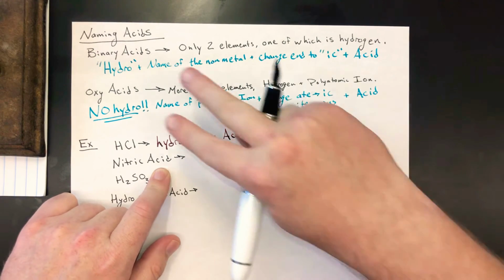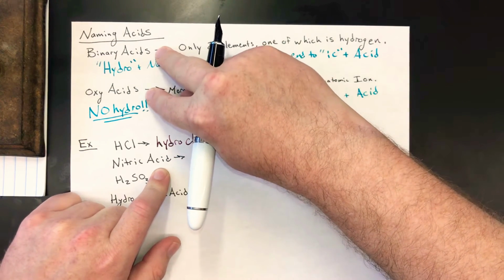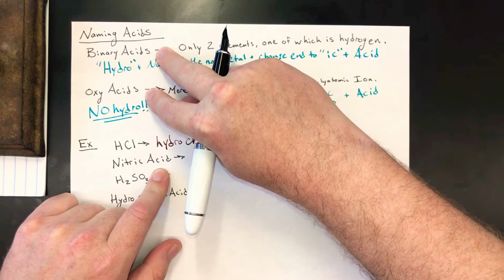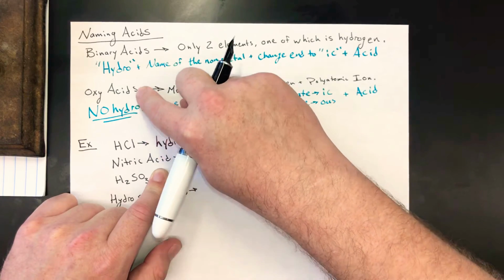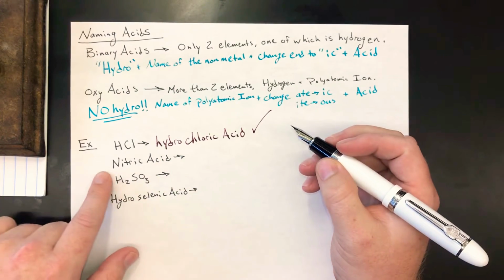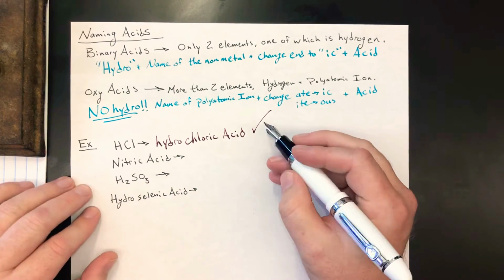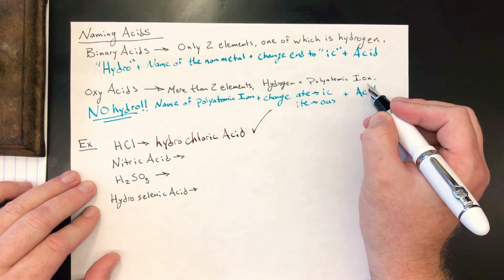Now we need to figure out what kind. This is why hydro is so important. If it has hydro in front, we know it's binary. If it doesn't have hydro, we know it's an oxyacid. This does not have hydro in front. So I know I need a polyatomic ion for this thing.